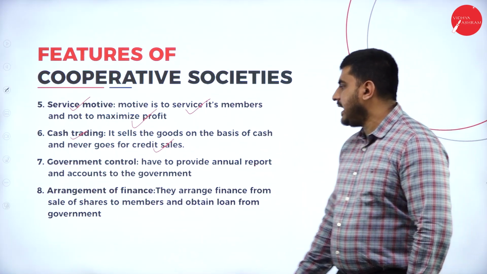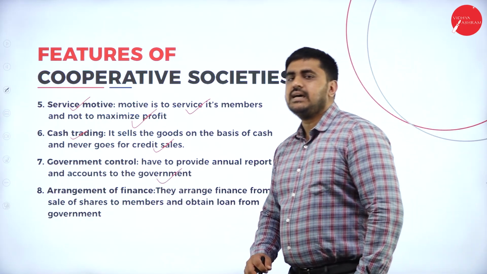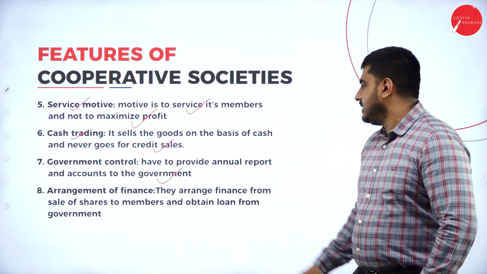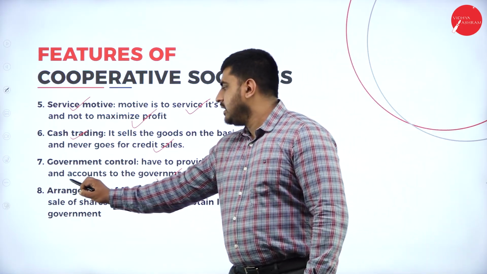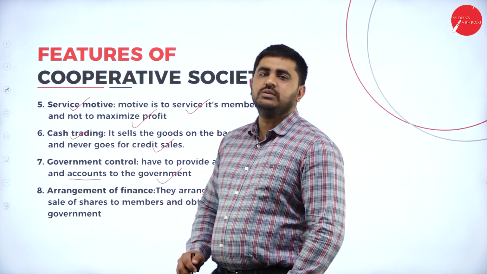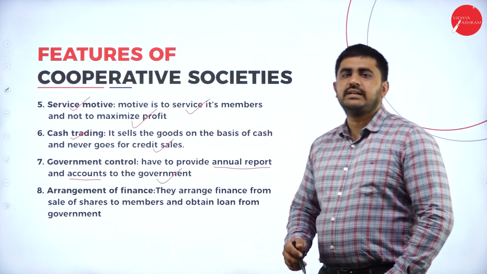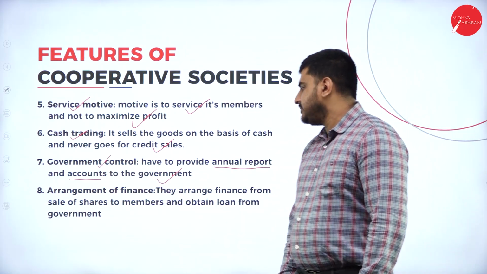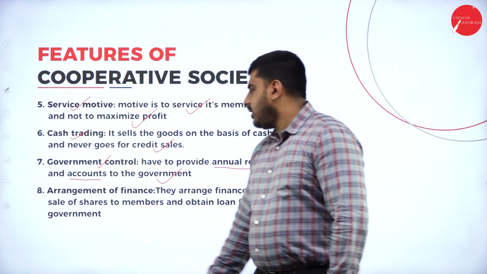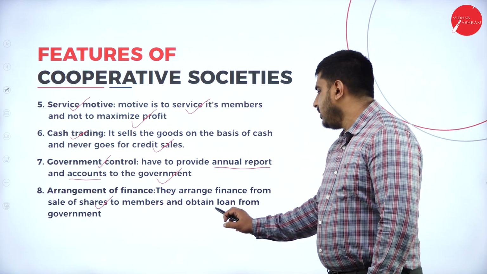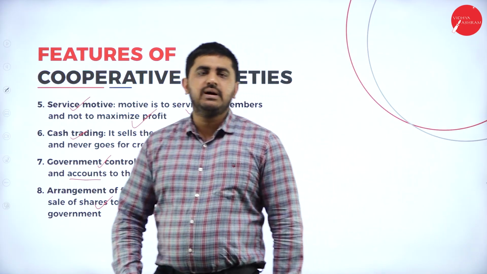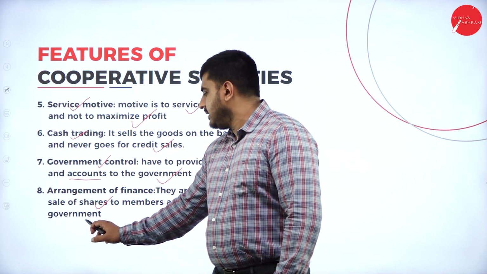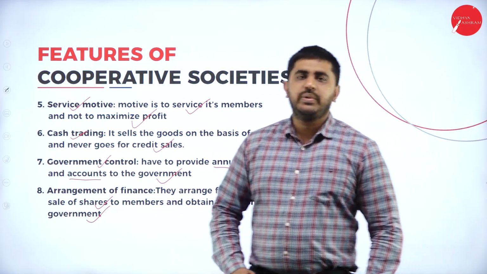Next, government control. They have to provide the annual report and accounts to the government. So, cooperative societies are controlled and monitored by the government. Anytime, government officials can come and ask for the annual report and the accounts: what are the transaction details, what products you are producing, what is your balance sheet. Everything can be enquired by government officials. Next, arrangement of finance. They arrange finance from the sale of shares to members and obtain loans from the government. They provide shares to the members and get money, and they also get some loans from the government at low interest rates. That is arrangement of finance of cooperative societies.